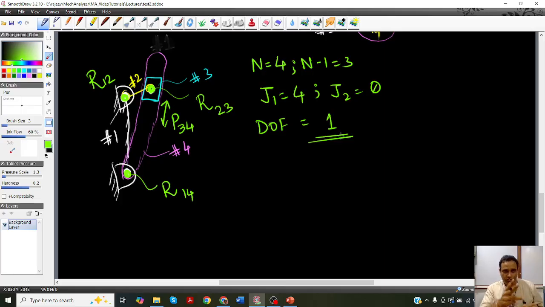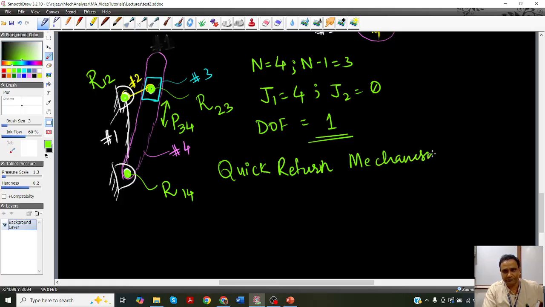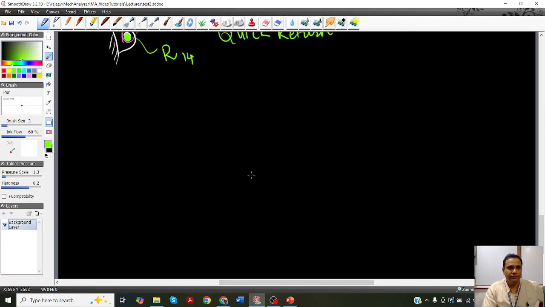Okay. So the mechanism that I have just explained is usually known as the quick return mechanism, or crank slotted quick return mechanism. It's part of a quick return mechanism. I'll just extend that in the next diagram. Okay. We'll just extend that mechanism with something else.